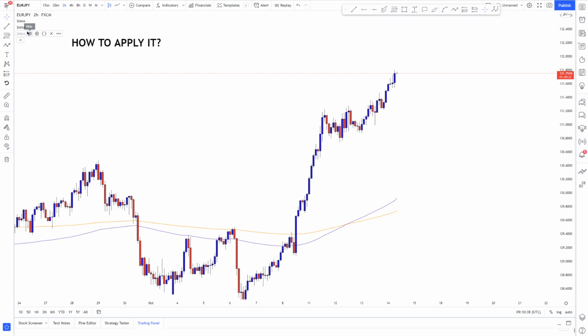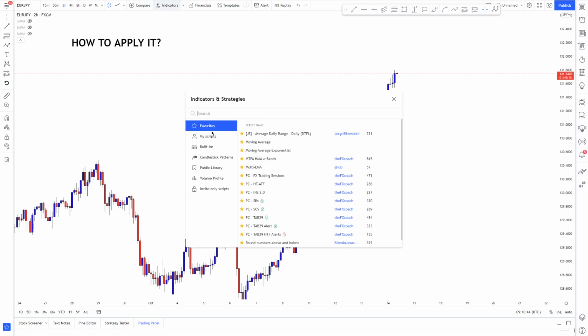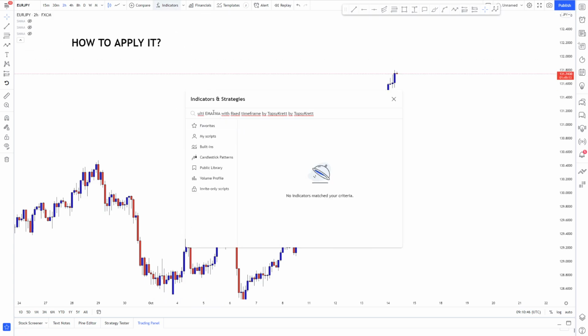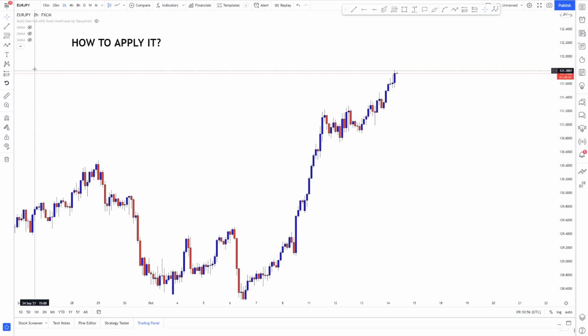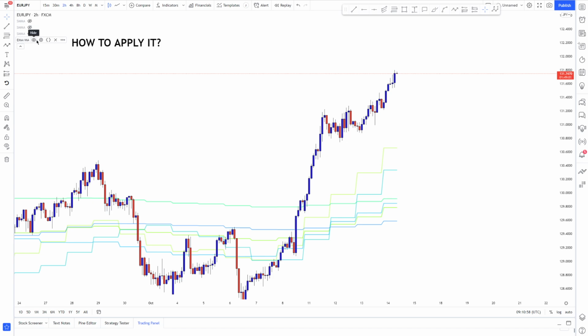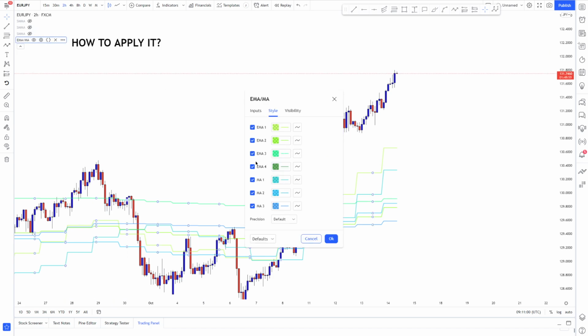Alright, so now let's hide this and let's apply our exponential moving average. I'm going to show you the indicator that I use. Go to indicators and just paste this name right here, and you can add this indicator. I like this one. Let's go to settings and remove the 4, 1, 2 and 3. I only need the first 3. These are the EMAs.